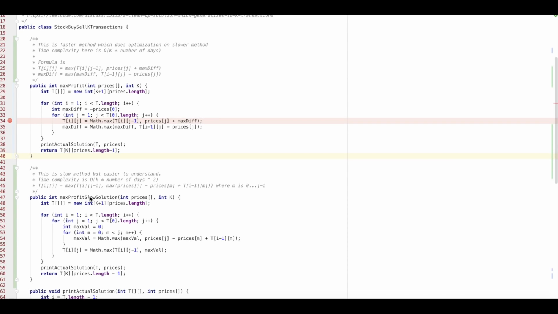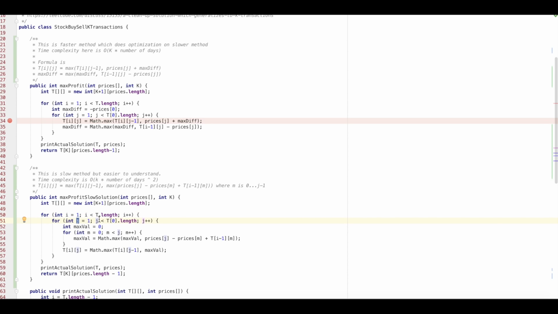If you understand the logic, the code is extremely simple. First, let's look at the max profit slow solution, where we are looking for the M at which we should buy to sell at the jth day. So it takes in the prices, it takes in the total number of transactions. We initialize our T. Our I goes from 1 till the total number of transactions we have.